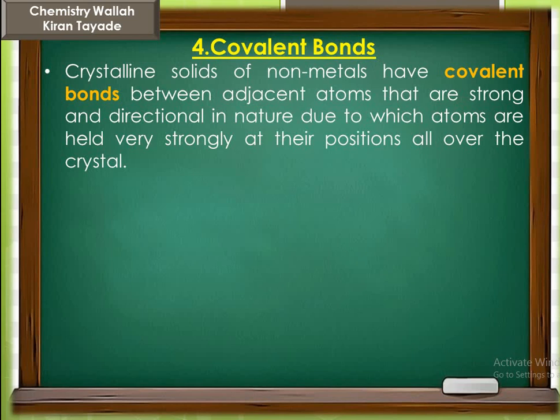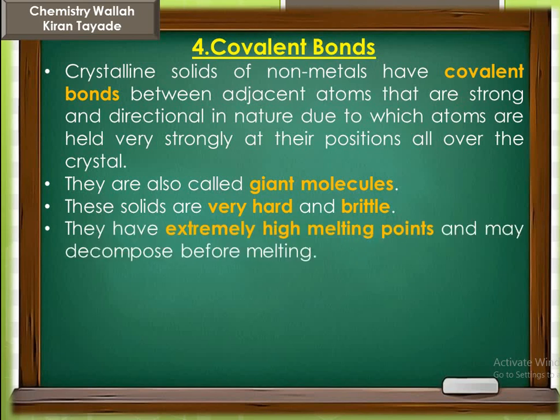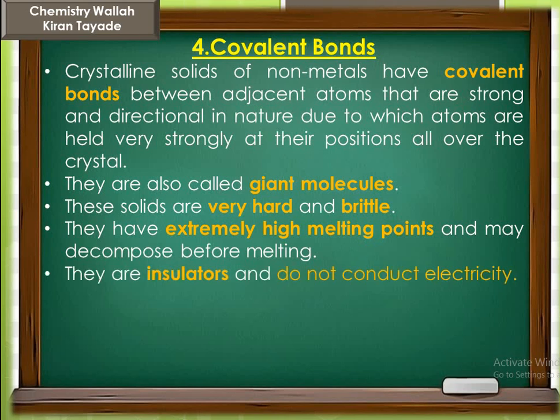When these are bonded with each other, they are directional in nature because they are bonded very strongly at their positions all over the crystals. They are also called giant molecules. These solids are very strong and brittle. They have extremely high melting points and may decompose before melting. They are insulators because they form from non-metals and do not conduct electricity.